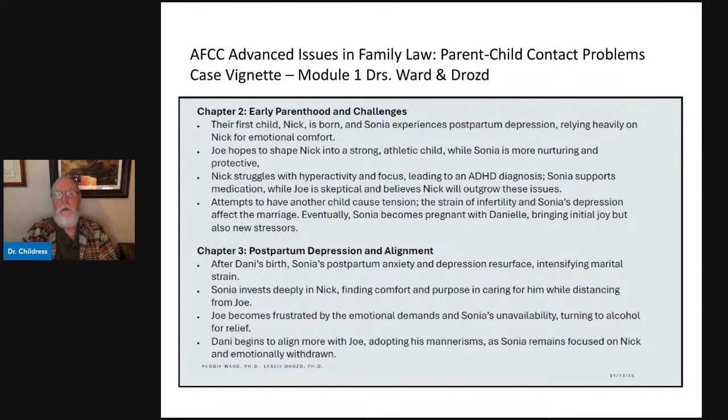So their first child, Nick, is born. And Sonia experiences postpartum depression, relying heavily on Nick for emotional comfort. Joe hopes to shape Nick into a strong, athletic child, while Sonia is more nurturing and protective. Nick struggles with hyperactivity and focus, leading to an ADHD diagnosis. Sonia supports medication, while Joe is skeptical and believes Nick will outgrow these issues. Attempts to have another child cause tension. The strain of infertility and Sonia's depression affect the marriage. Eventually, Sonia becomes pregnant with Danielle, bringing initial joy, but also new stressors.